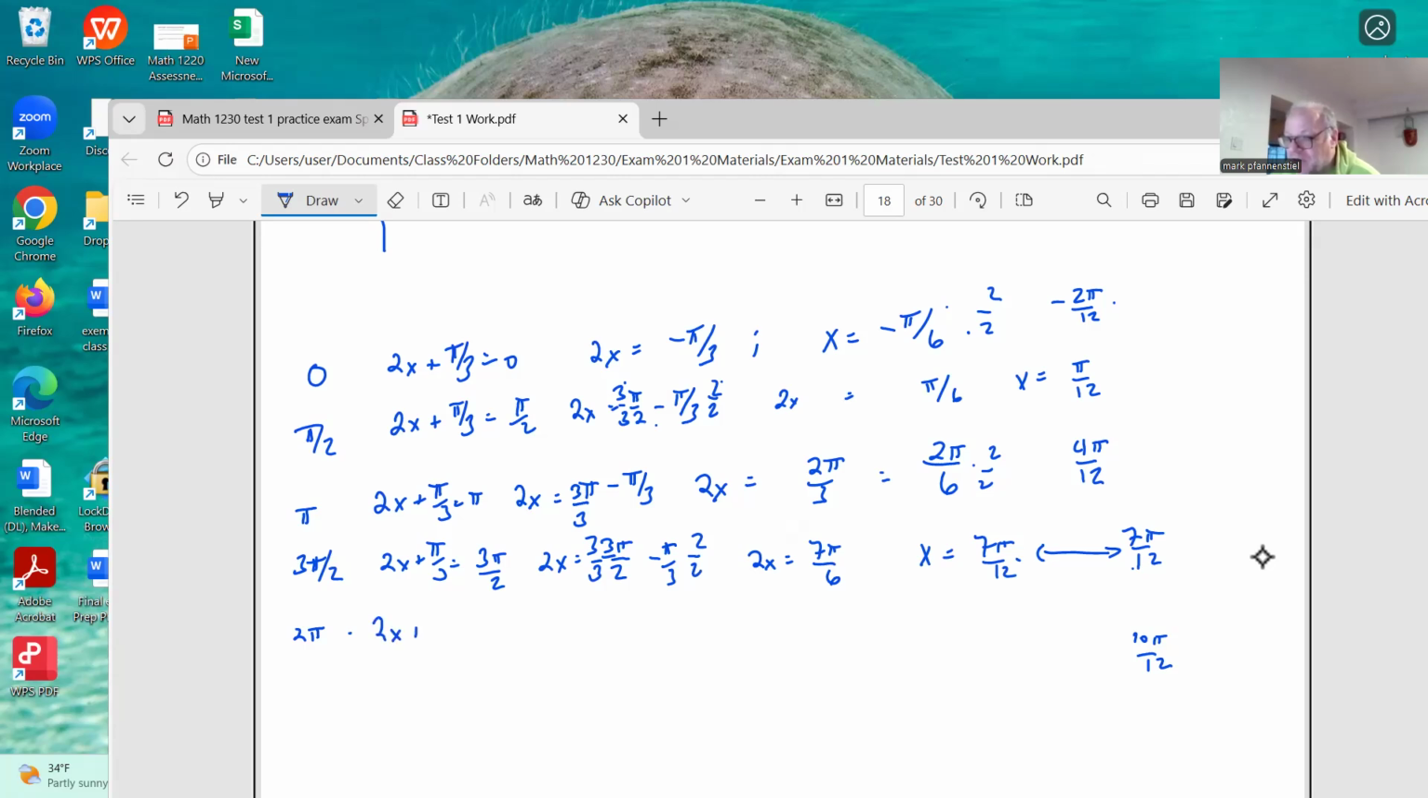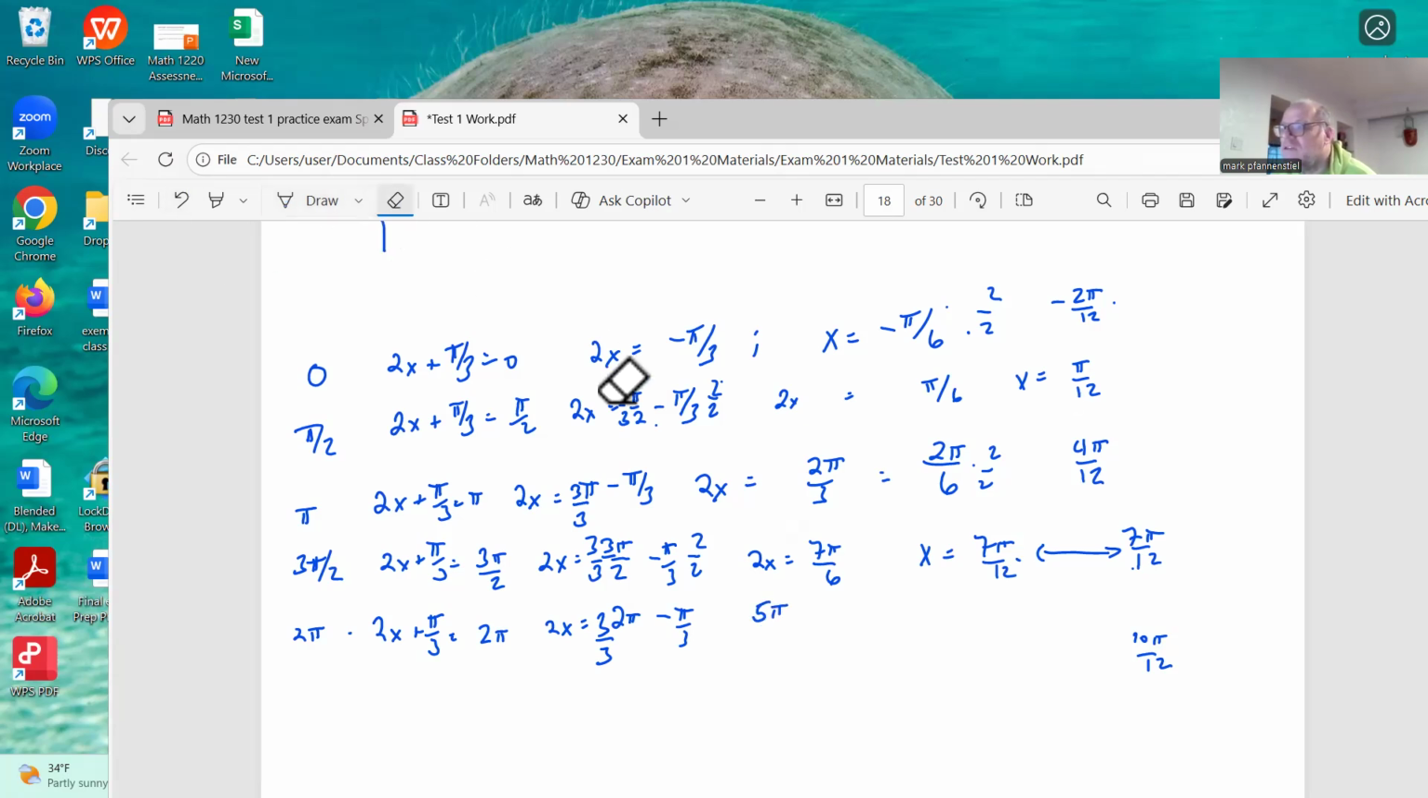So we've got 2x plus pi over 3 is equal to 2 pi. We'll go ahead and subtract. So we have 2x equals 2 pi minus pi over 3. And again, we've got to figure out thirds here, right? Because we just can't do this. So we're going to say 3 over 3 here, and now do all the problems that we need to deal with here. So that's going to be 6 pi over 3 minus 1 pi over 3. So 6 minus 1 is going to give me 5 pi over 3.